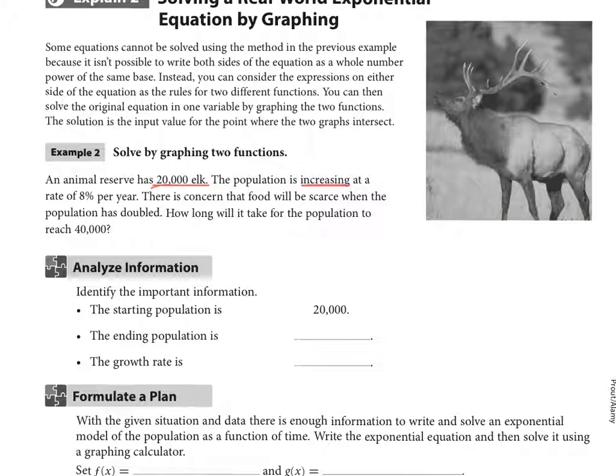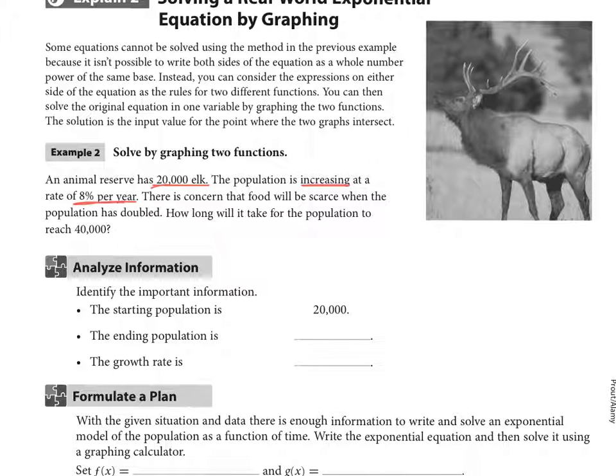So let's stop just a second. If it says increasing, what does that mean about our base number, B? It has to be bigger than 1. It's got to be growing, so it's got to be bigger than 1. It increases at a rate of 8% per year. 8% per year. So we just talked about this.